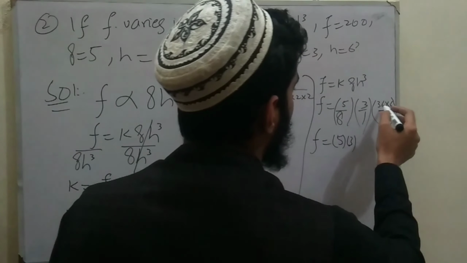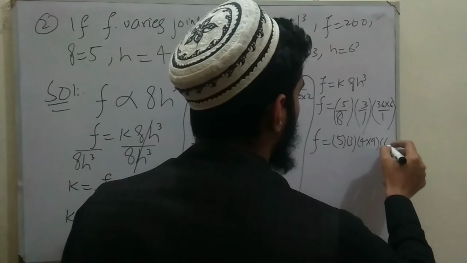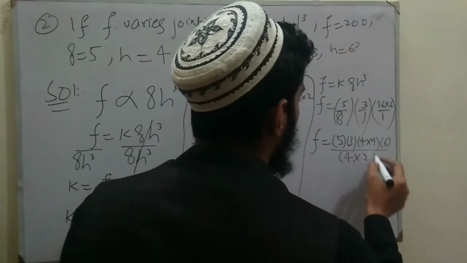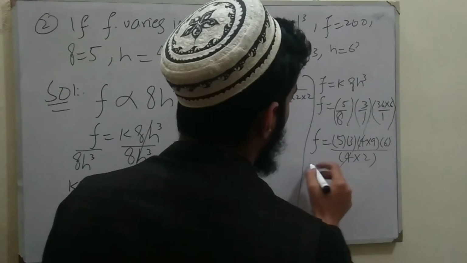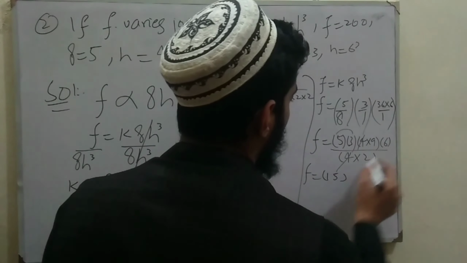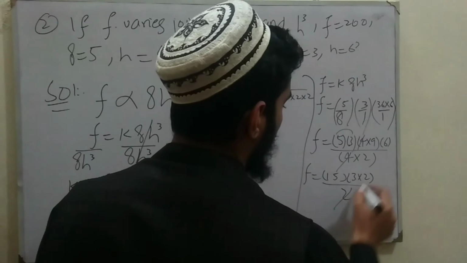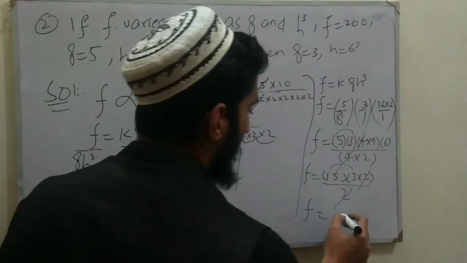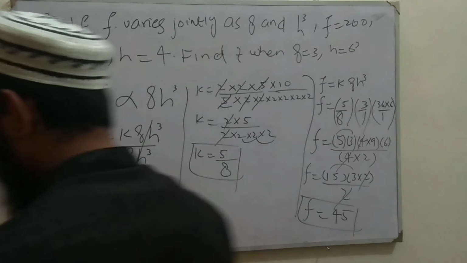5 multiplied by 3 multiplied by 36 can be written as 4 multiplied by 9 multiplied by 6, divided by 8, which can be written as 4 multiplied by 2. This 4 is cancelled out with 4, and 6 can be written as 2 multiplied by 3. 5 multiplied by 3 gives us 15. 6 can be written as 3 multiplied by 2 divided by 2 here. This 2 is cancelled out with this 2, so the value of f is equal to 15 multiplied by 3, which gives us 45. So the value of f is equal to 45.